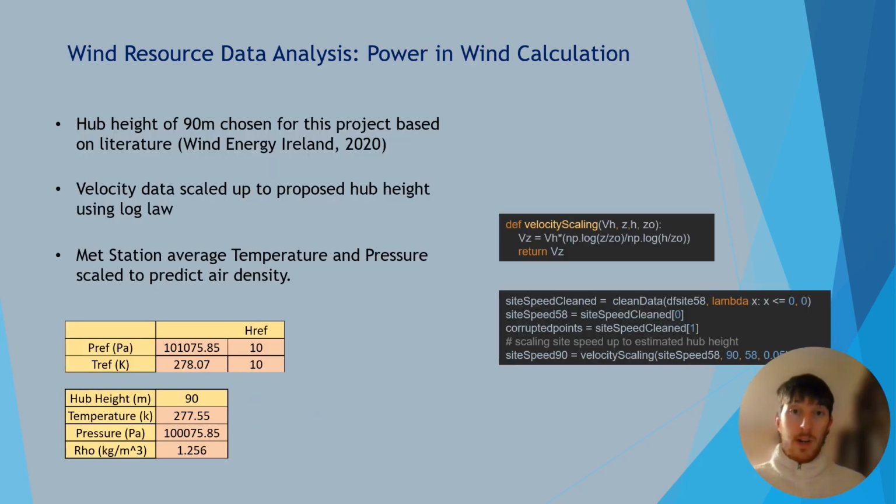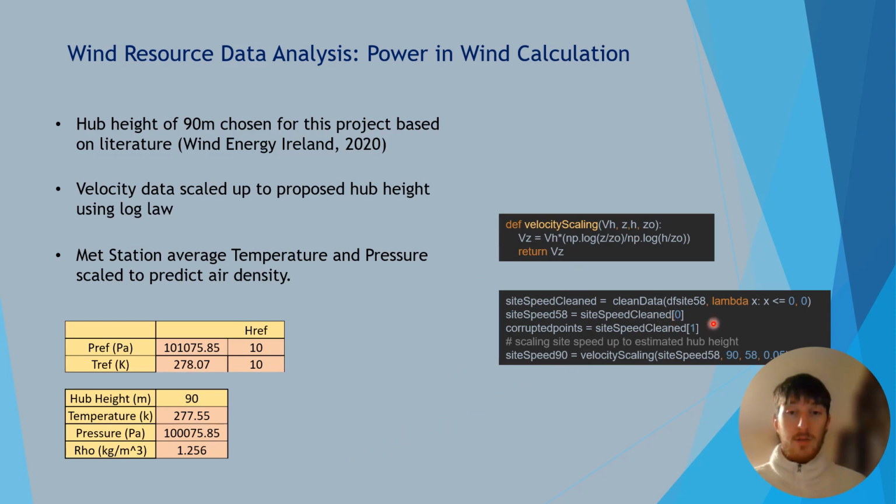The first step for calculating the power in the wind here is to select a hub height. So I selected 90 meters here just based on current industry standards. I've used the log law that I showed earlier to scale the data. So this here is just a function implementing that. And this function can be called with any value of the parameters, and it will return the desired velocities.